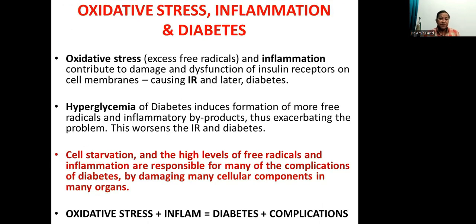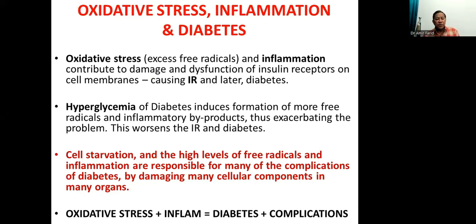That is the starvation of the cells and the dysfunction of the cells due to the lack of insulin signaling. So from the hyperglycemia, you have oxidative stress and inflammation. Oxidative stress and inflammation contribute to damage and dysfunction of insulin receptors on cell membranes, causing insulin resistance and later diabetes. So it adds to the vicious cycle.